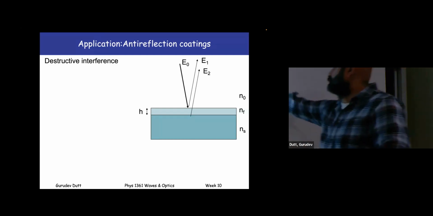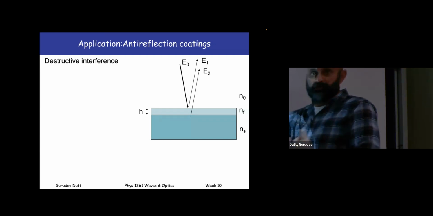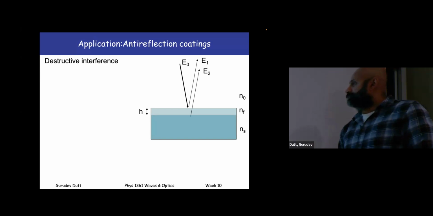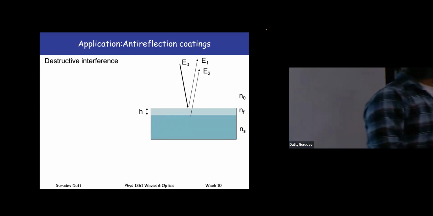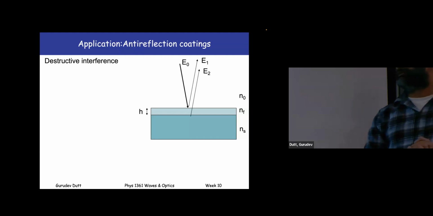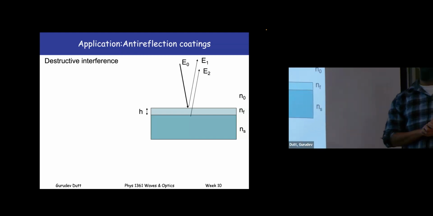And now we want to introduce a phase shift between this and this of pi. So for that to happen, what should be the thickness H, such that you get a phase shift of pi between E1 and E2? Does anyone have a suggestion? How much should this H be?